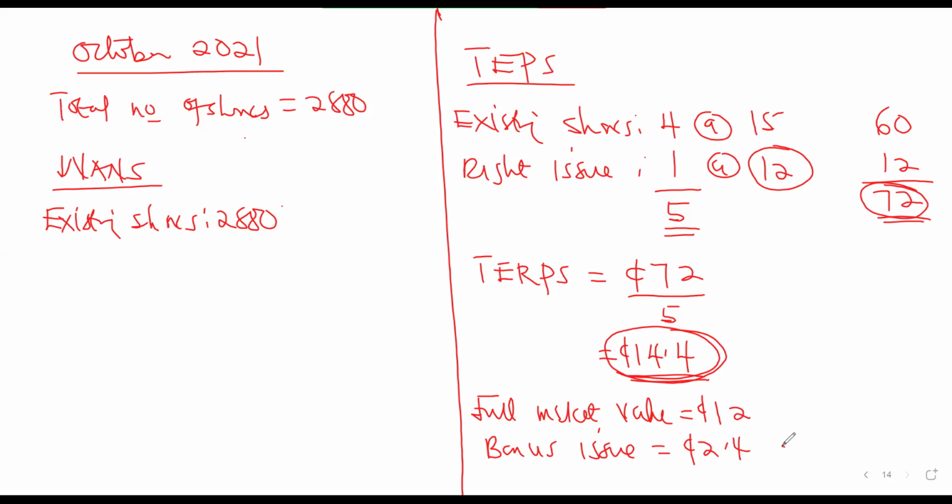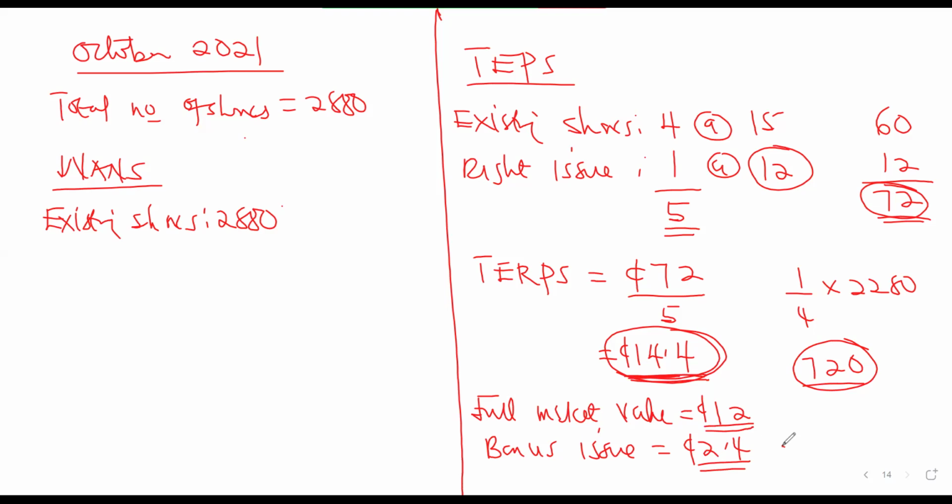What will be the total number of shares from the rights issue? The rights issue will be on the existing shares. That will be 1 over 4 multiplied by 2880, which is 720. So this 720 should be issued at 14.4, but the full market value is 12. The bonus issue is 2.4.